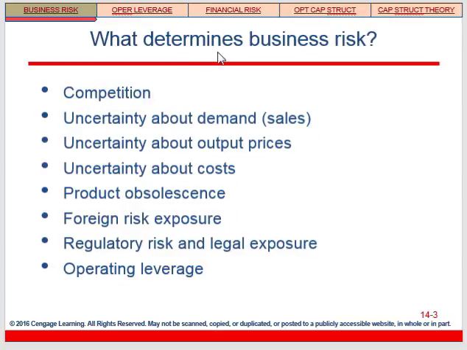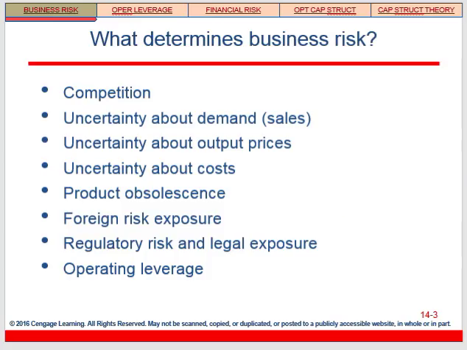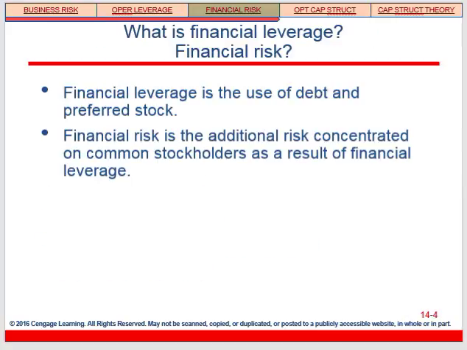What determines those types of risk? It's competition, uncertainty about demand and prices, about costs, product relevance or irrelevance, foreign risk exposure, foreign exchange risk exposure, and operating leverage. These are all different types of risks that can spread this curve, if you will, and make its standard deviation higher. So all these risks are contributing to that.